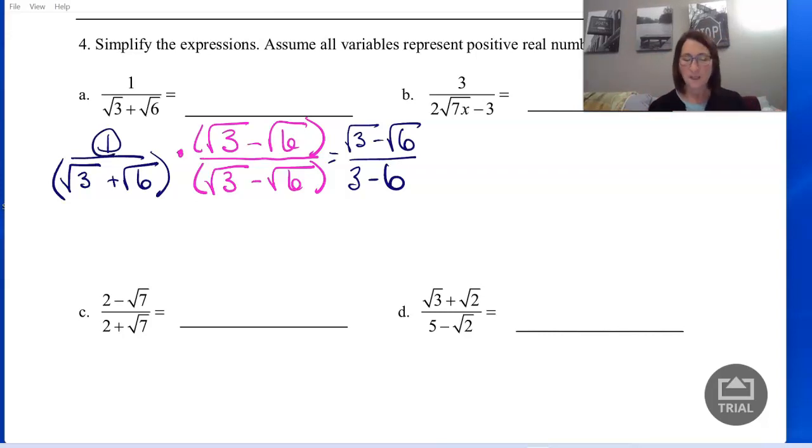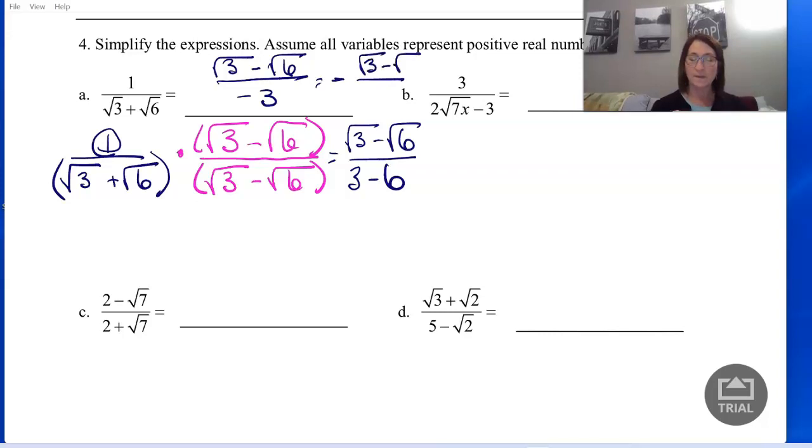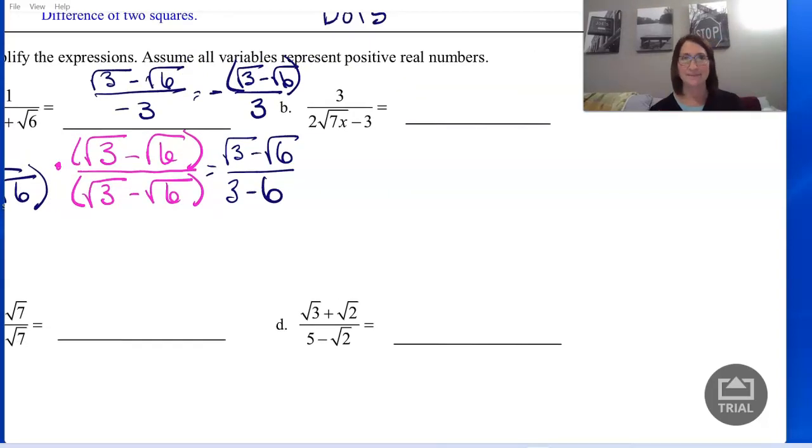Okay. So then my final answer is going to be the square root of 3 minus the square root of 6 over a negative 3. You can keep this negative underneath in the bottom. You can put it out front like that. Or you could put it in the numerator. If you put it in the numerator, be super careful and make sure to include parentheses. All right, let's look at B.